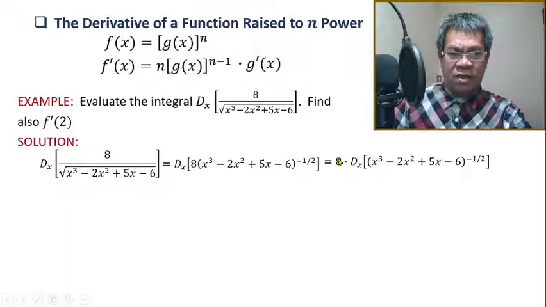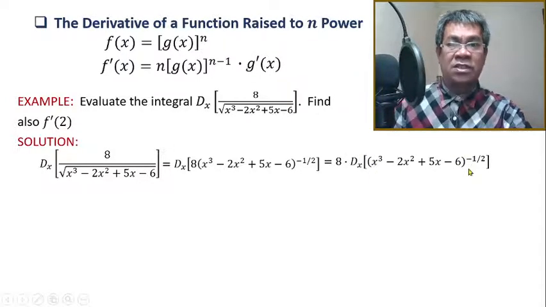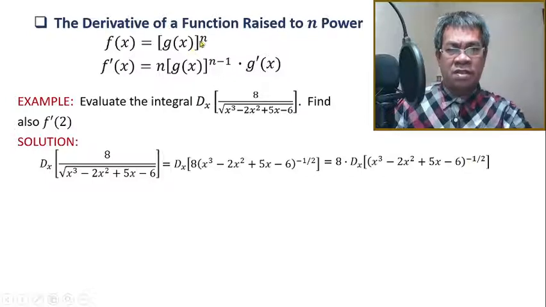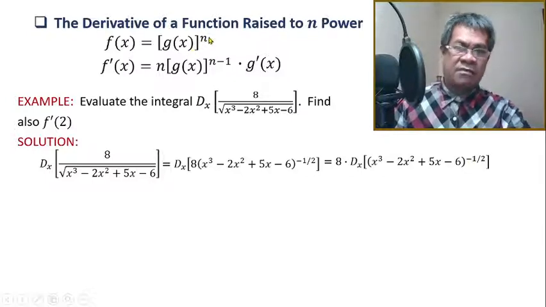We move the 8 outside so that it won't complicate things, and this is now purely this one. So we have this as the g(x), raised to n. Our n is negative 1/2. Since negative 1/2 is a real number, it follows the derivative of a function raised to the n power.